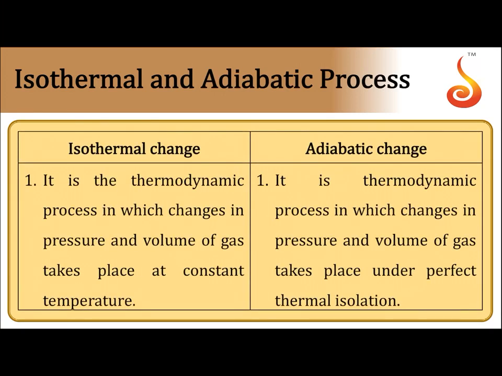Coming to isothermal and adiabatic processes. Isothermal process is a thermodynamic process in which changes in pressure and volume of gas take place at constant temperature. Adiabatic process is a process where the change in pressure and volume take place at complete thermal isolation. So here temperature remains constant. Here temperature is not constant. That is also a variable.